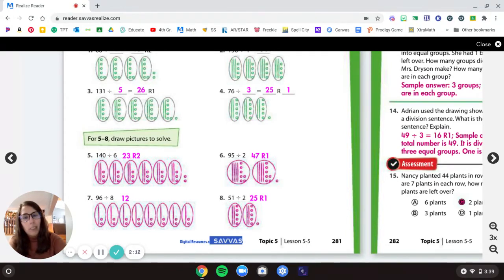For number 8, we had to do the same thing, but with 51 and only 2 groups this time. So we split up our tens, and we get 4 tens in each. We had to break up our last group of 10 into ones. Now we have 11 ones. And now we separate those out, and we are left with 1 outside. We have 25, remainder 1 for our quotient.